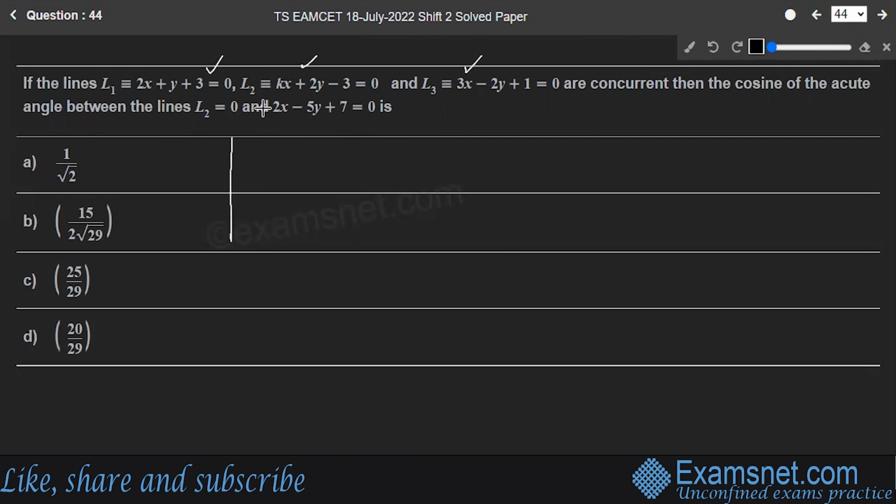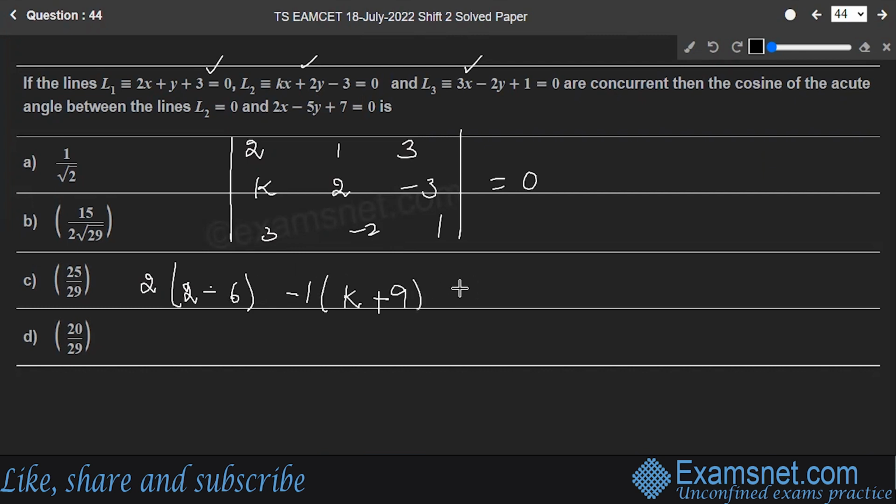So that means the determinant, if I write them in the determinant form, this is 2, 1, 3, K, 2, -3, 3, -2, and 1. The determinant is going to be 0. Let's find out the determinant. So 4, 2, this has got to be -6. -1 into K, minus plus 9, plus 3 into -2K minus 6. This is 0. This gives you -4. This is -8. And here is -K minus 9 minus 6K minus 18 is equal to 0.